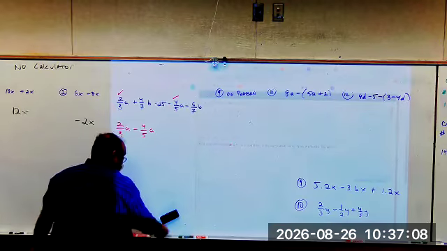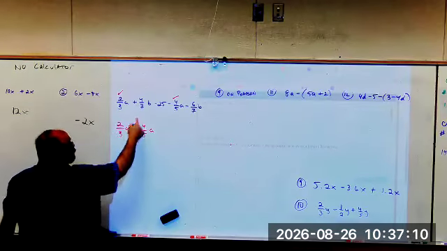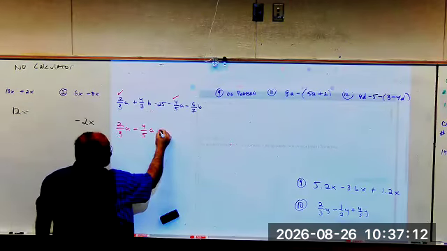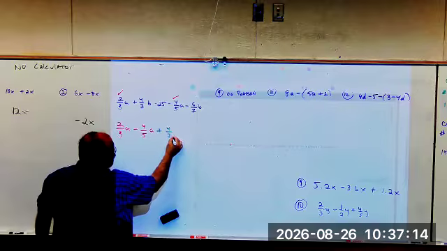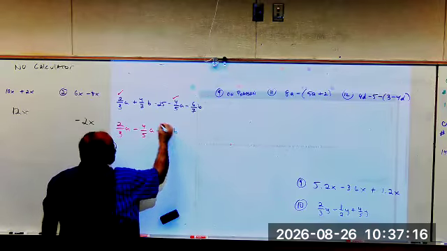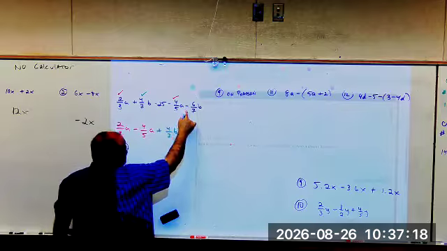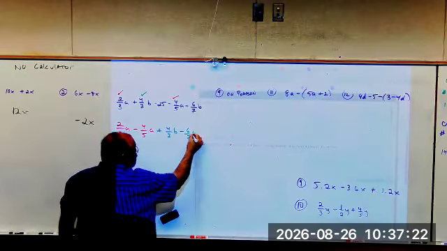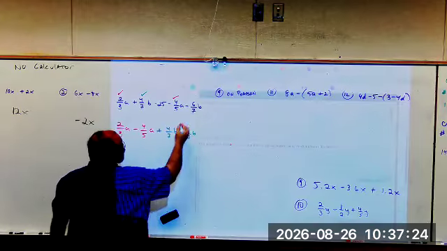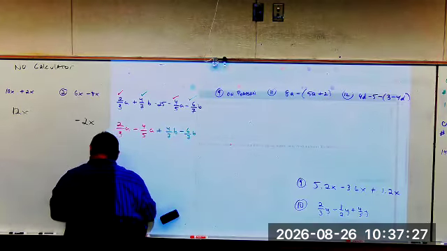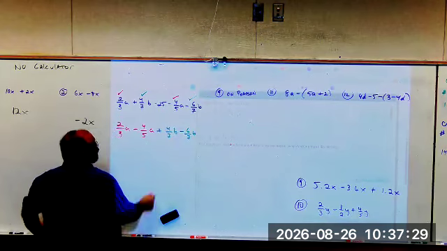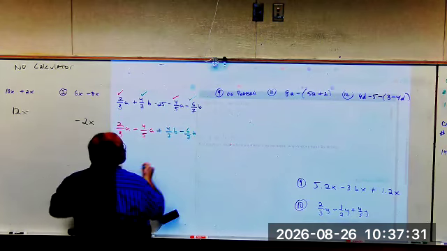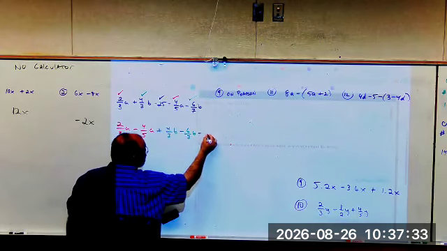And then it's time for the B's. That's a positive 4/7 B, and then a minus 6/7 times B. And then we have that last term, which is just minus 25.